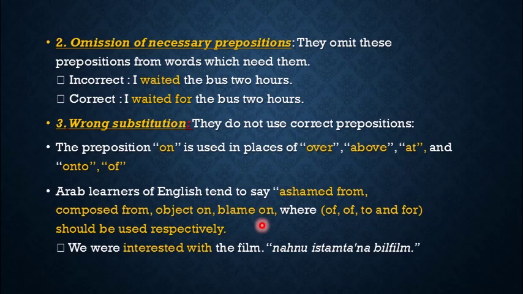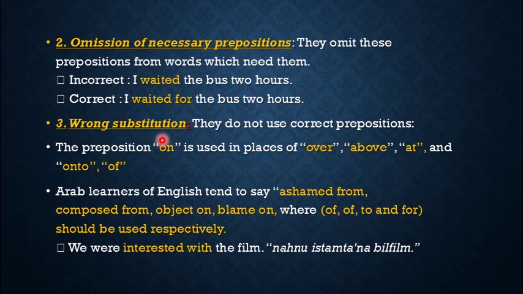So we should say ashamed of, composed of, object to, blame for, interested in. So this is the idea of the error due to substitution, wrong substitution, again based on the native language. So here is a negative transfer. If you remember from last lesson, we said negative transfer in opposition to positive transfer.